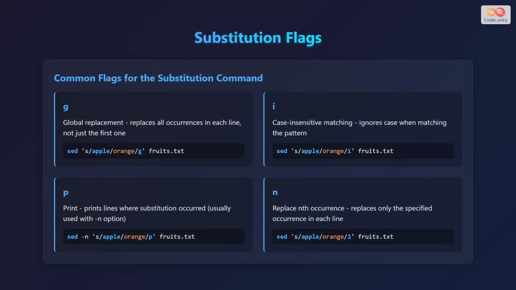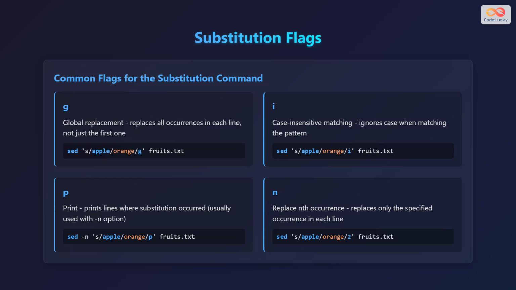Now let's explore some common flags for the substitution command in SED. The g flag stands for global replacement. It replaces all occurrences in each line, not just the first one. For example, sed 's/apple/orange/g' fruits.txt. The i flag enables case-insensitive matching, ignoring case when matching the pattern. For example, sed 's/apple/orange/i' fruits.txt.